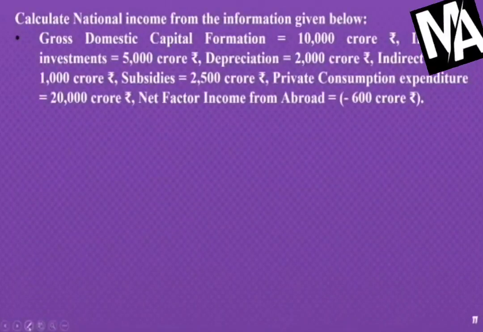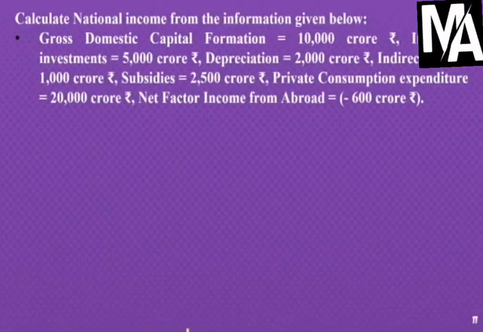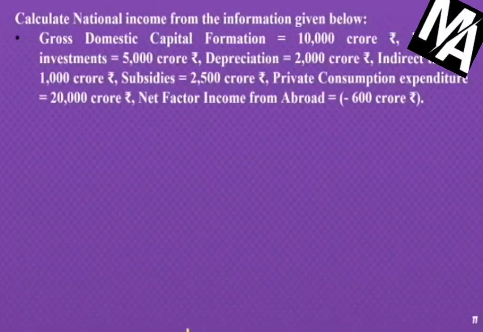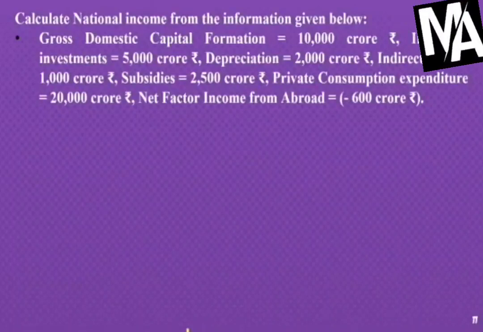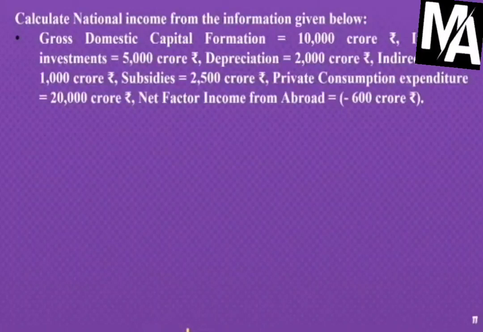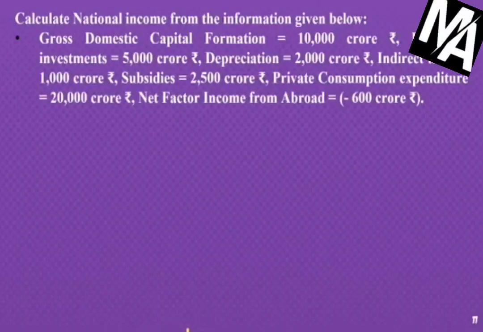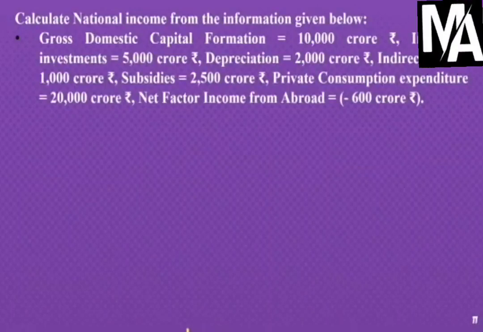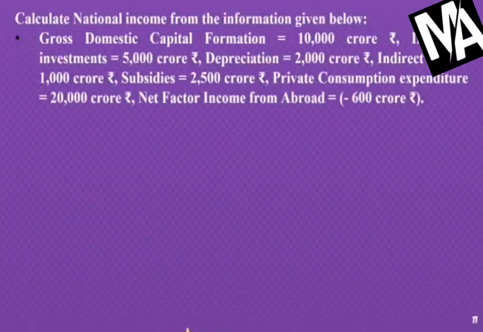So now we have this small problem here. Calculate national income from the information given below. We have gross domestic capital formation at 10,000 crore rupees. We have inventory investments, that is 5,000 crore rupees, depreciation at 2,000 crore rupees, indirect taxes at 1,000 crore rupees, subsidies at 2,500 crore rupees, private consumption expenditure at 20,000 crore rupees, and net factor income from abroad, that is at minus 600 crore rupees. Using this information, we will try to solve the problem.